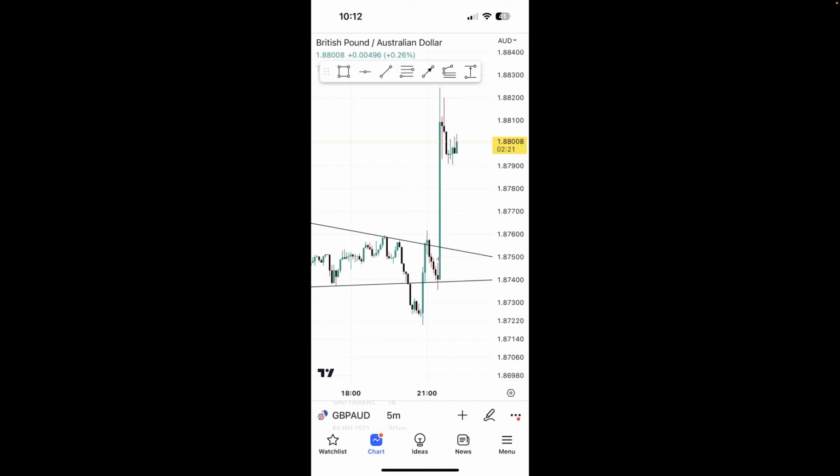Which means that it's literally a rocket ship. As soon as you get into the trade, you're pretty much in profit, because it's like a steroid candle. Look how big the candle is, right? And this is a 5-minute chart.